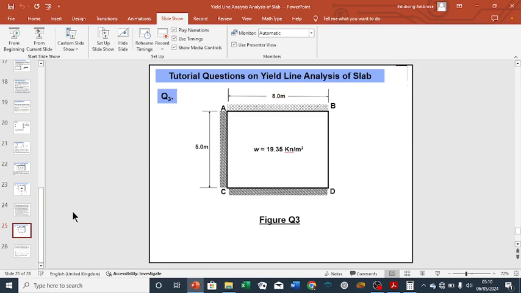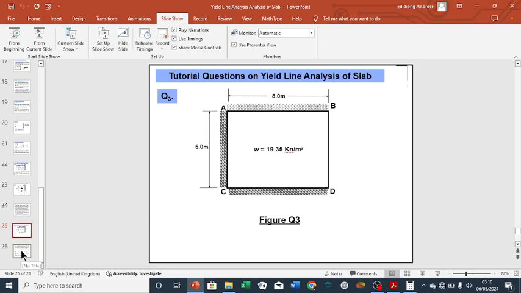In our part 1, we solved tutorial question 1. In part 2, we solved tutorial question 2. So in this part 3, we are going to solve tutorial question 3. So this is tutorial question 3. We have been given a rectangular slab of dimension 8 meter by 5 meter.